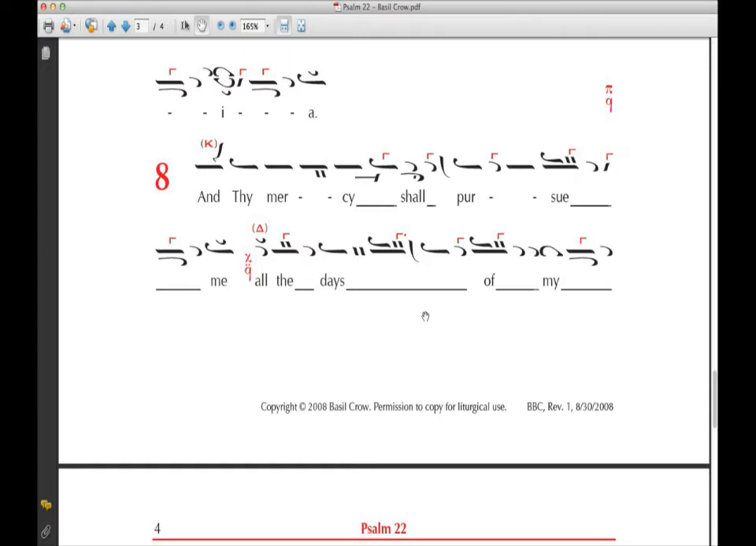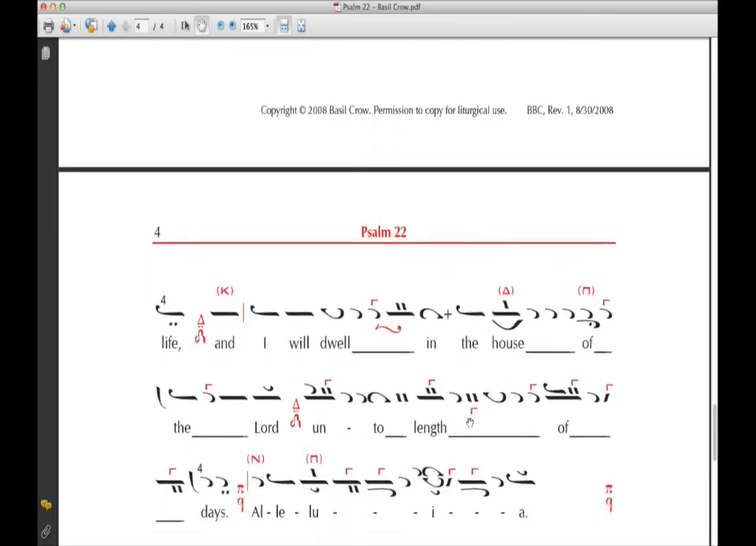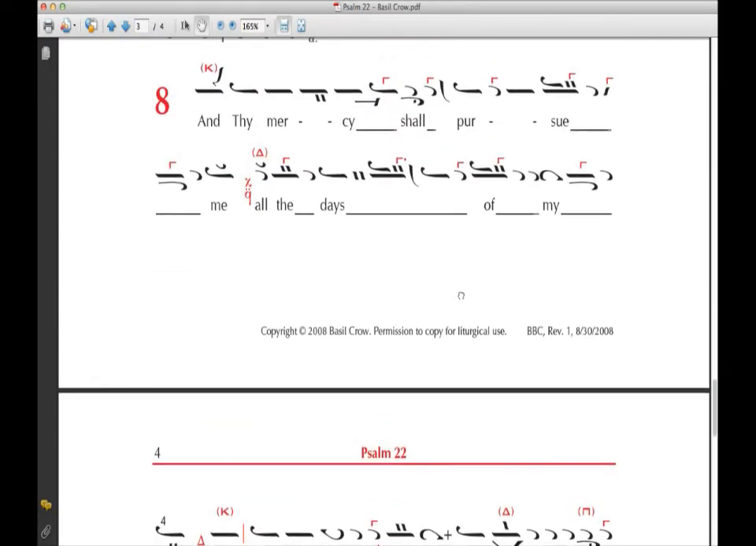So the first part shouldn't be a problem. It goes a little high, but not higher than we've gone. Okay. And I will dwell in the house of the Lord. I think everything's pretty straightforward. Just rhythm. Okay, so let's read it.